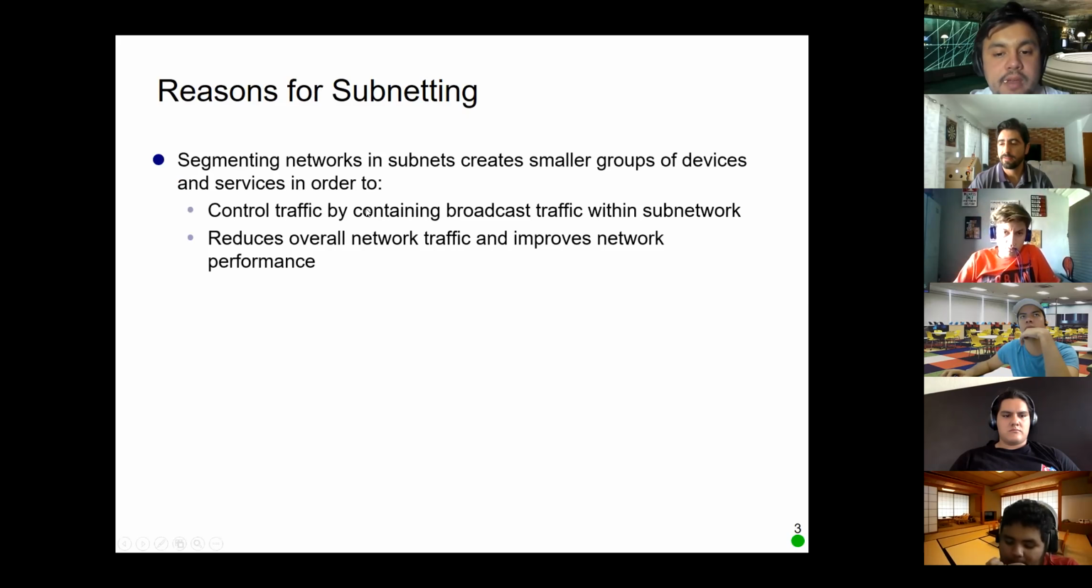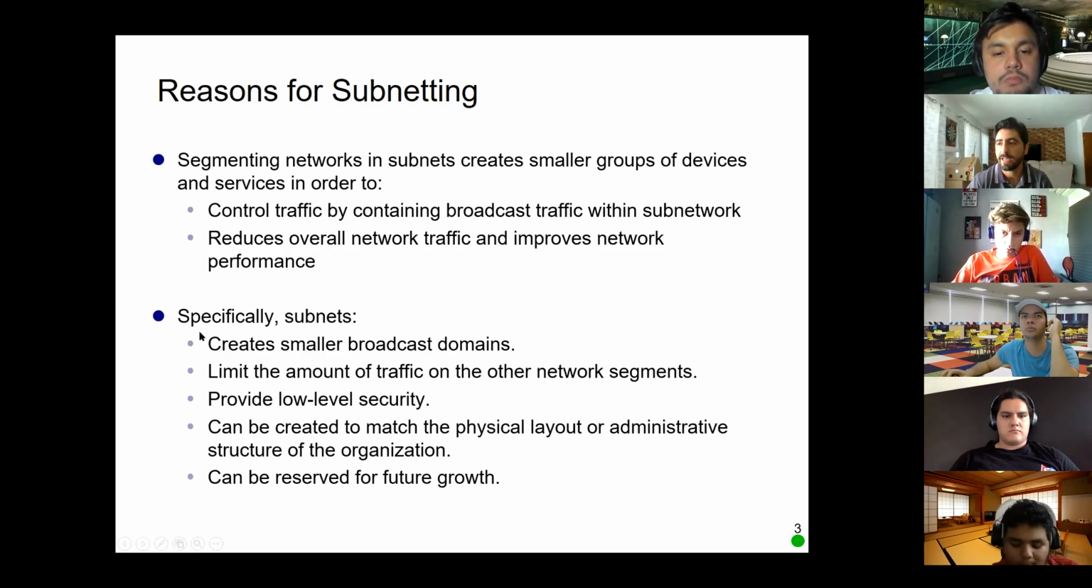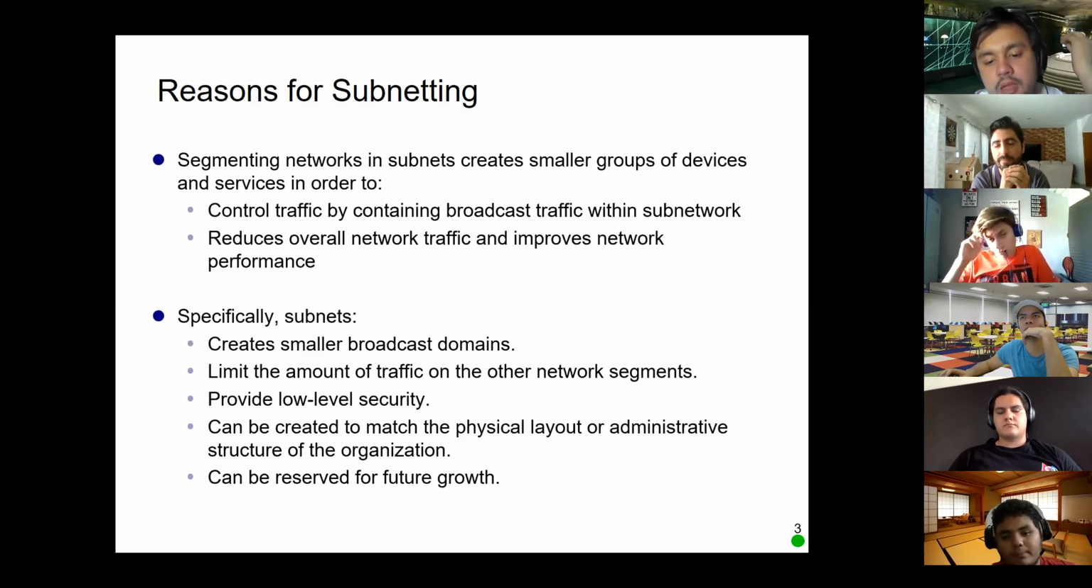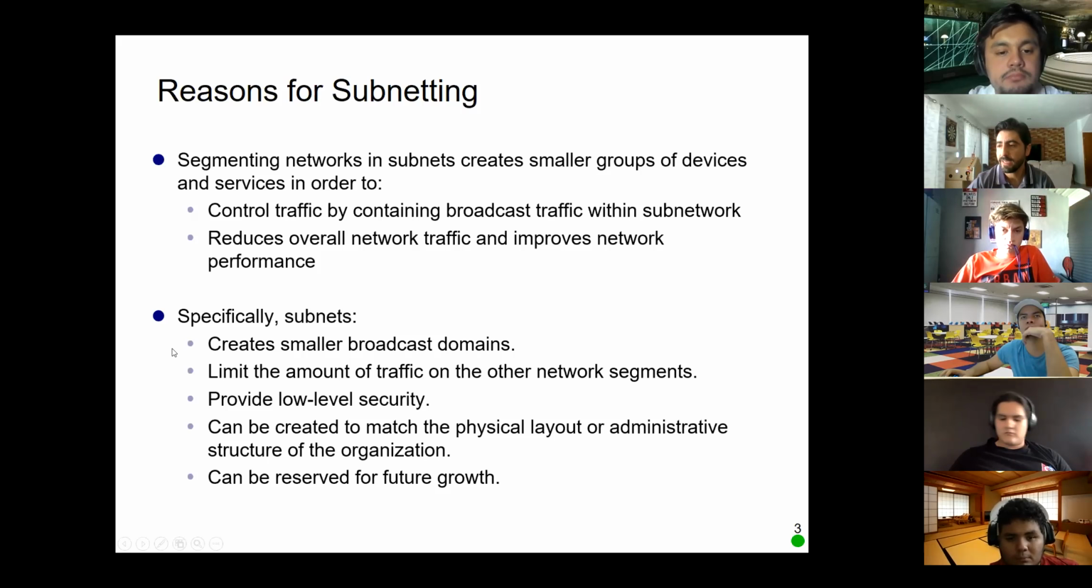Then we talked about certain reasons that we do subnetting. For example, you want to control the traffic by containing broadcast traffic. If you have a subnet, you have the main network, and you have smaller subnets under that main network. If broadcast packets just circulate in the subnet itself, they don't need to go out of that subnet. So it's like we're creating a smaller broadcast domain.